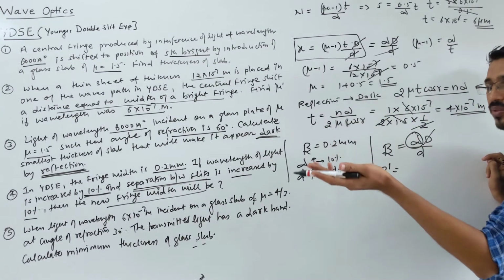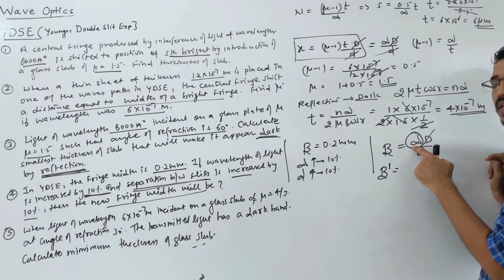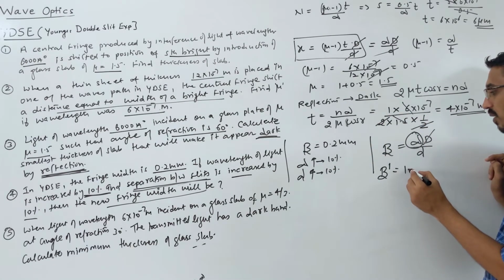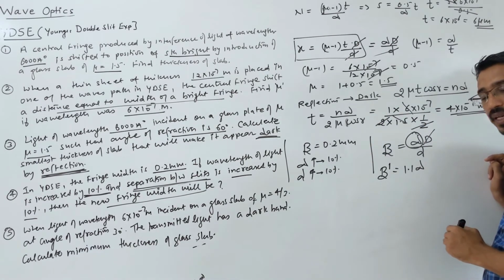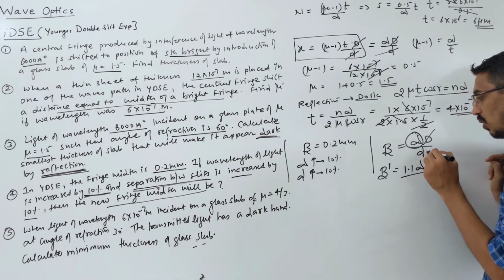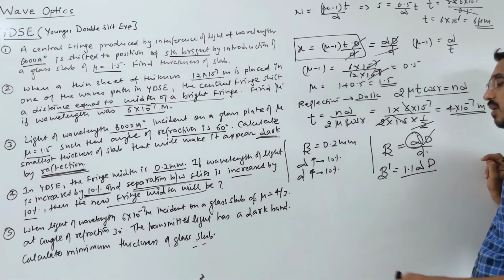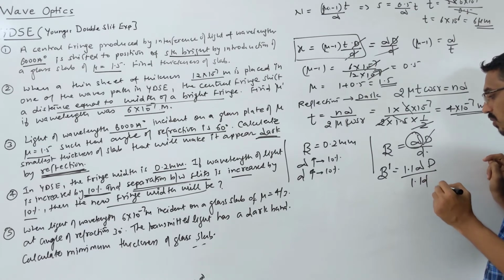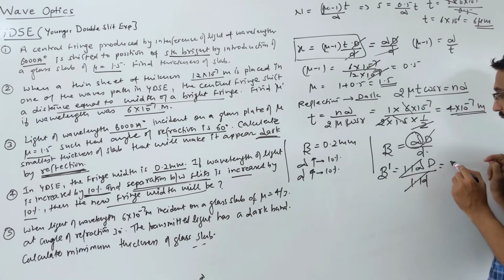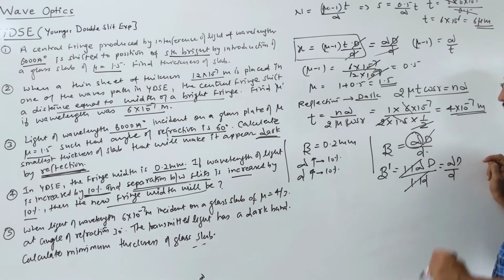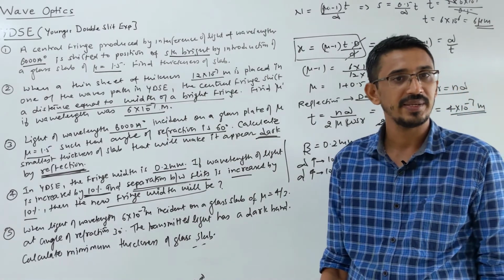When you increase by some amount, then what is the new value? Wavelength increased by 10%. So what is the new wavelength? 1.1 of lambda. Correct. D remains the same. Small d is also increased by 10%. So 1.1 into small d, the 1.1 gets cancelled. You're getting the same answer, meaning your fringe width will remain the same. Clear? Okay.